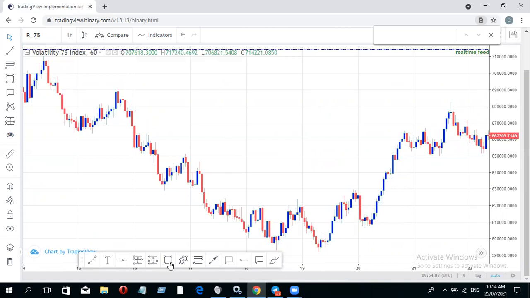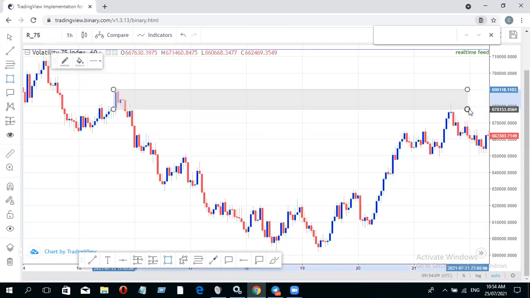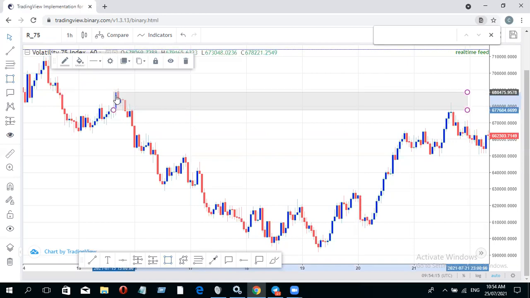So you can call this a bearish order block, right? If you extend it to the future, from the open price down to the close price of this candle. This was the last bullish candle before this move down. So this is a bearish order block.